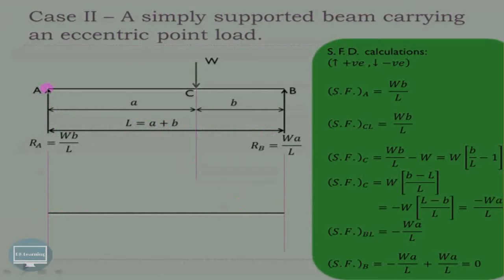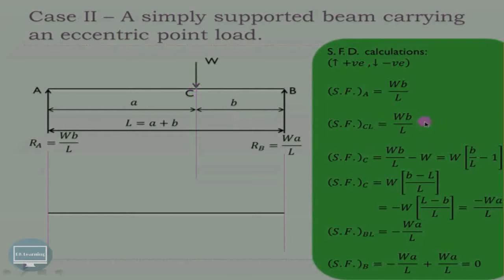Now first we'll draw the baseline. Start with the shear force at A. Shear force at A is Wb by L because reaction at A is Wb by L. Just at C left, there is no other force acting between A and C. Whatever is the shear force at A, the same will be acting at the C left. So this same value we have written over here also.